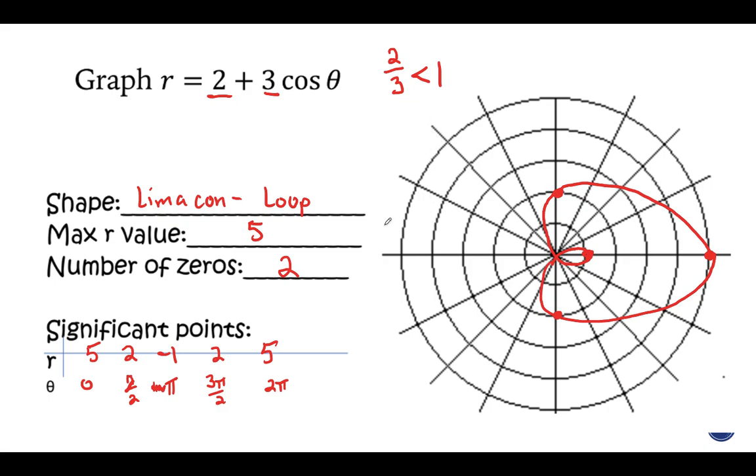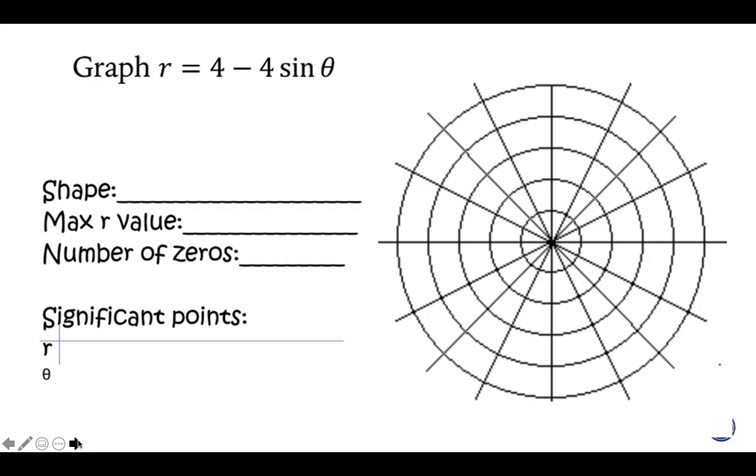Now, here's what's not going to change from one graph to the next. I'm going to use these same angles in my significant points, right? I'm still going to use A over B the same way. I'm still going to count my number of zeros the same way. What's going to change is this ratio, right? So let's look at a couple more examples. All right, so let's take this one, okay?